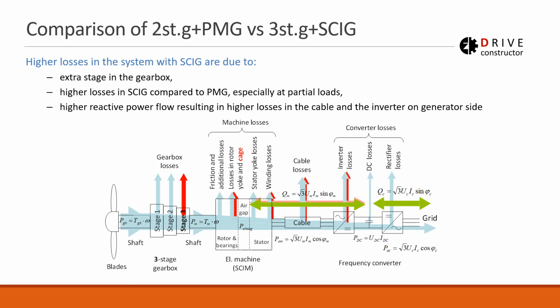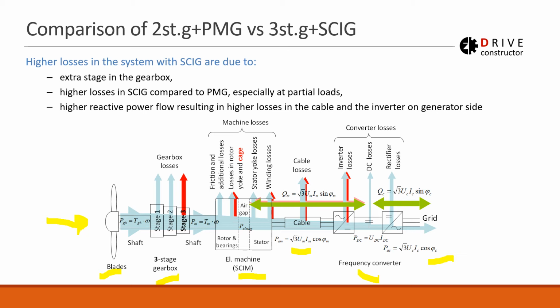On this slide, we're trying to make a direct benchmark of the two competing systems. 2-stage gearbox plus permanent magnet generator versus 3-stage gearbox with squirrel cage induction generator. And the power flow diagram is quite a good visualization of the differences between the two systems. So we have blades, then gearbox, electric generator, cable and frequency converter, and the grid on this diagram. And we see the power is flowing from left to the right, from the blades to the grid.